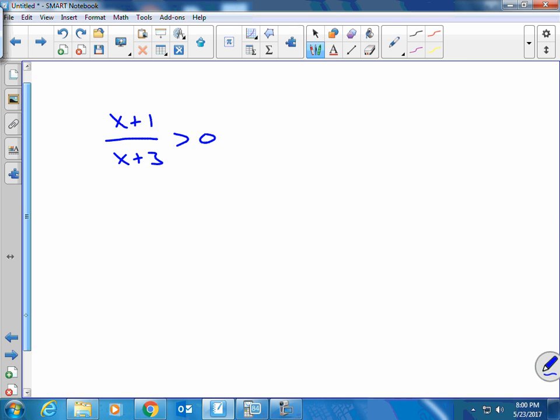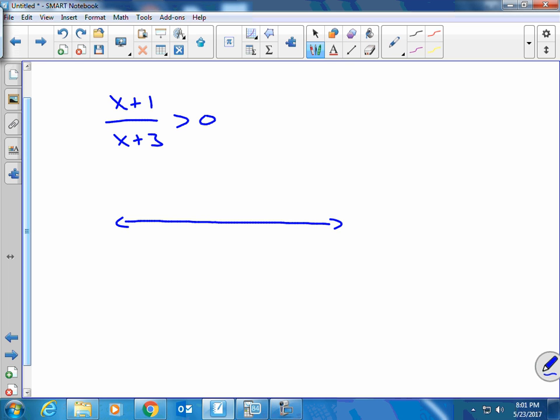So I need to find out where the top and the bottom will be 0, and put those on a number line. So I have negative 3 and negative 1, right? X equals negative 1 makes the top 0. X equals negative 3 makes the bottom 0. And now it's the exact same process.